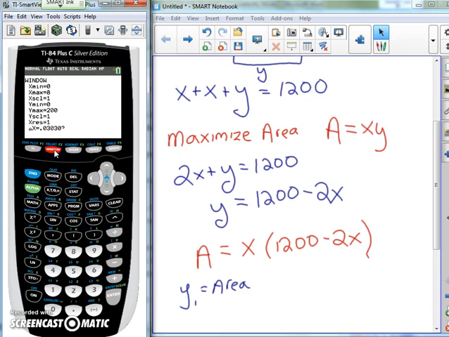Setting up the window. Well, if I have three pieces that add up to 1,200, they'll be about 400 apiece. We're looking for a maximum area, so we'll expand that. Let's go to like 600 apiece. That gives us some margin for error. I'm going to change my scale this time, so I have tick marks every 100.